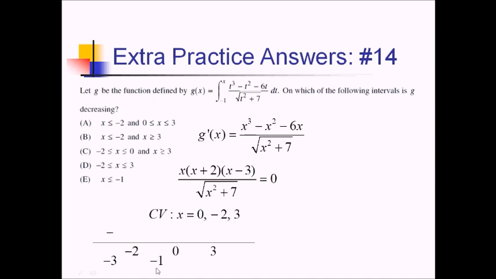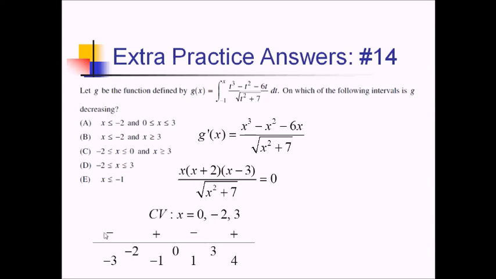Now let's test out negative 1, between negative 2 and 0. So that's a negative, a positive, and a negative. 2 negatives gives us a positive. Testing out now 1. That's a positive and a negative. 1 negative makes all of it negative. And then if I test out something like 4, everything comes up positive upstairs. So that's positive. Decreasing intervals, that's going to be where we have a negative g prime.